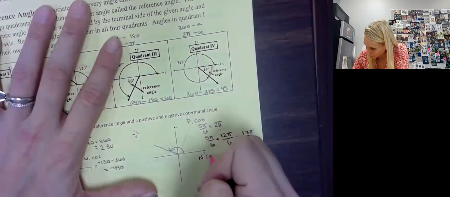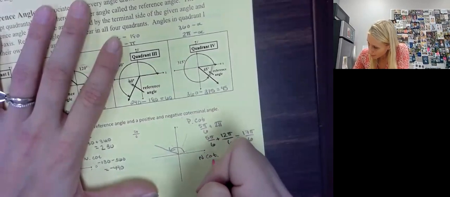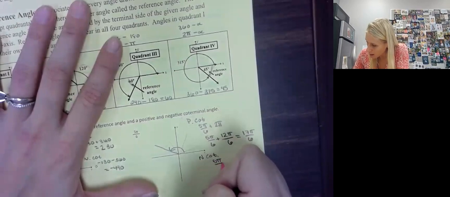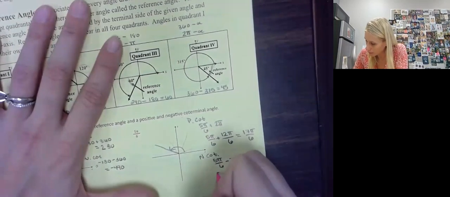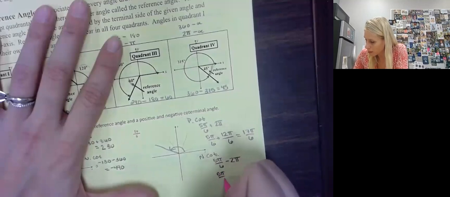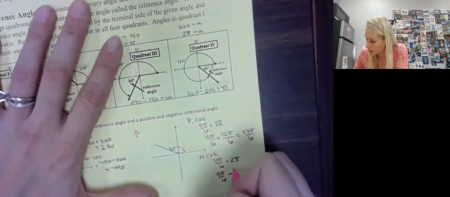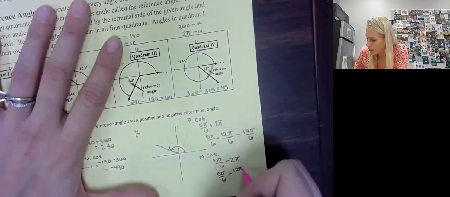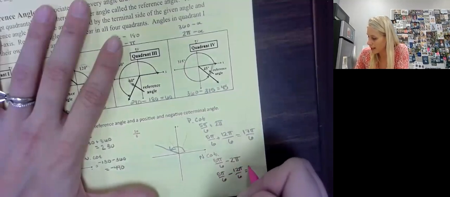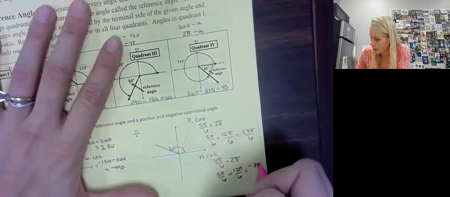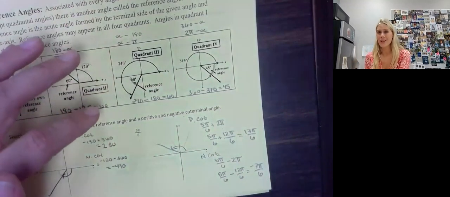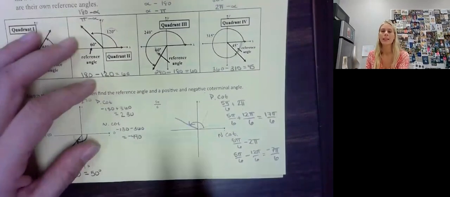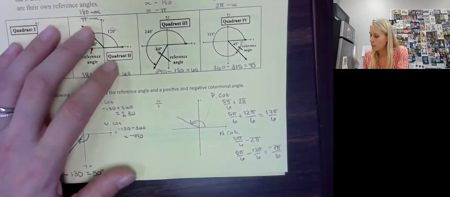Negative coterminal. We have 5 pi over 6 minus 2 pi. Again, I'm going to change that to a common denominator. 5 pi over 6 minus 12 pi over 6 equals a negative 7 pi over 6. So that is our negative coterminal. Could you make tons of others? Yeah, you can just keep subtracting 2 pi if you want and keep going.